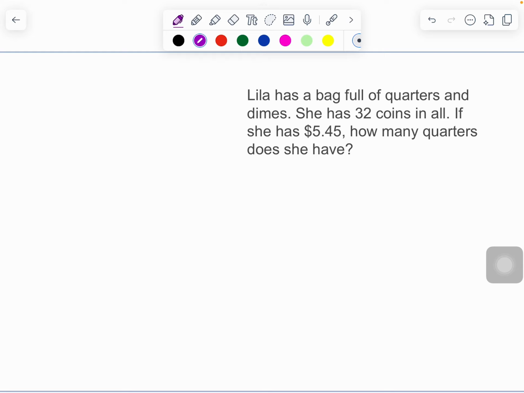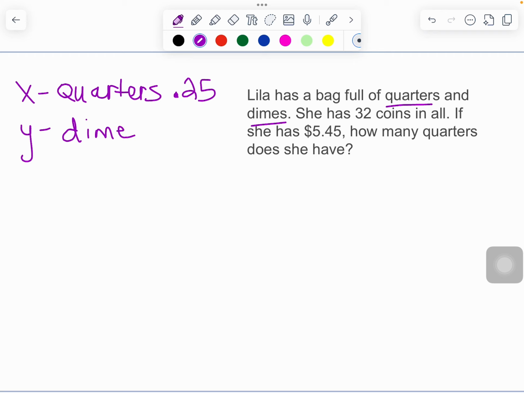So we have to figure out what we want X and Y to be. We're dealing with two things, quarters and dimes. So I'm going to make X quarters, and you need to figure out how much a quarter is worth. A quarter is worth 25 cents, which we write 0.25. And then dime will be Y, and a dime is worth 10 cents, and we write that 0.10.